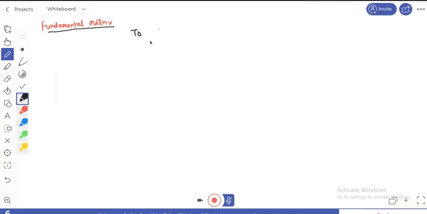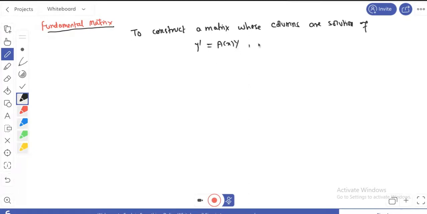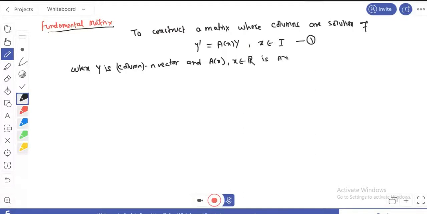Okay, so construct a matrix whose columns are solutions of this y prime equals to Ax y, where x belongs to this interval I, where y is basically a column, this is an n vector, and Ax, where x belongs to R, is an n cross n matrix.